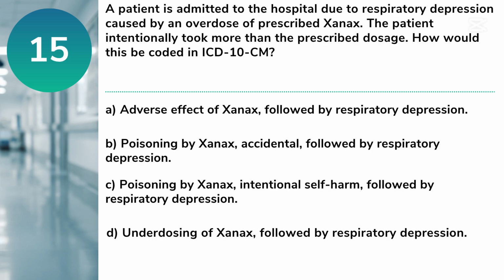Question 15. A patient is admitted to the hospital due to respiratory depression caused by an overdose of prescribed Xanax. The patient intentionally took more than the prescribed dosage. How would this be coded in ICD-10-CM? A. Adverse effect of Xanax, followed by respiratory depression. B. Poisoning by Xanax, accidental, followed by respiratory depression. C. Poisoning by Xanax, intentional self-harm, followed by respiratory depression. D. Underdosing of Xanax, followed by respiratory depression.